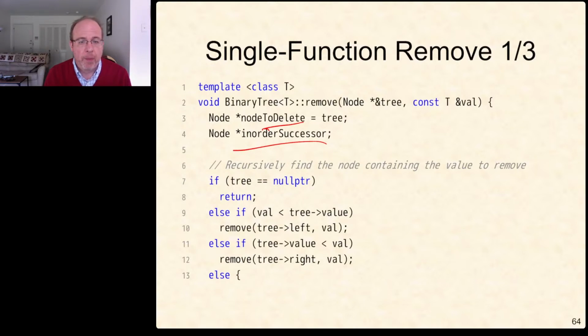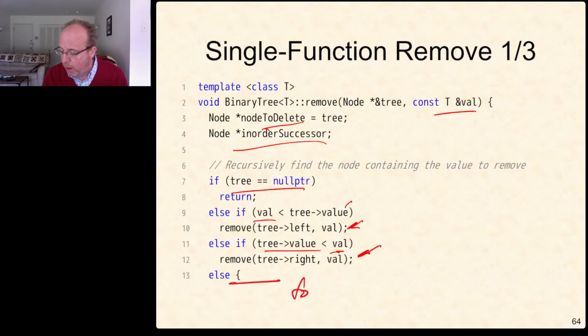If the tree was empty, or we didn't find it, so we're looking for some value. If we never found the value in the tree, there's nothing to do because there's nothing to remove, so that's easy. Otherwise, if the thing we're looking for is less than the current node, it must be in the left-hand subtree. If the value we're looking for is greater than val, well, then it must be in the right-hand subtree. And if we get to this point, we found the node.